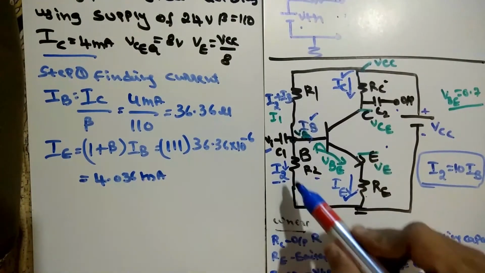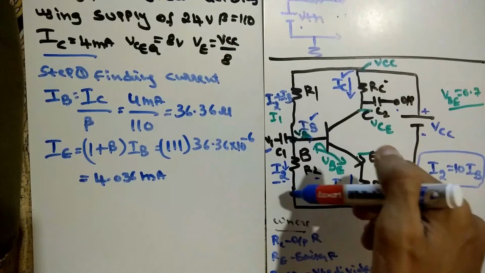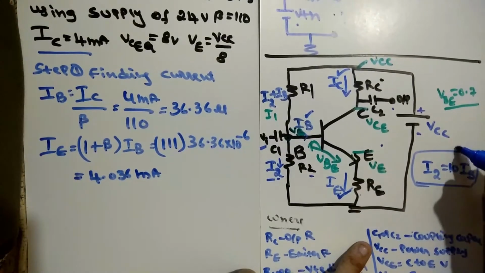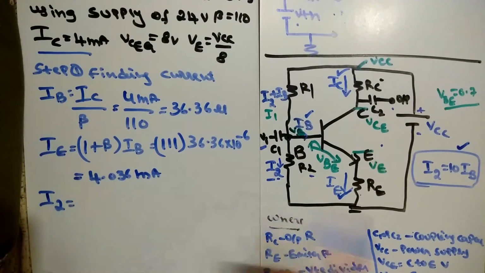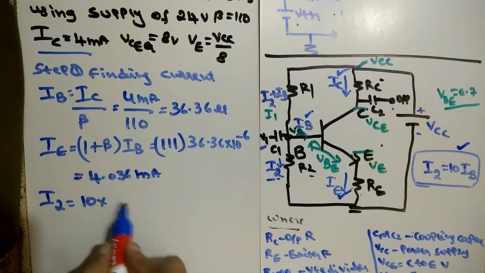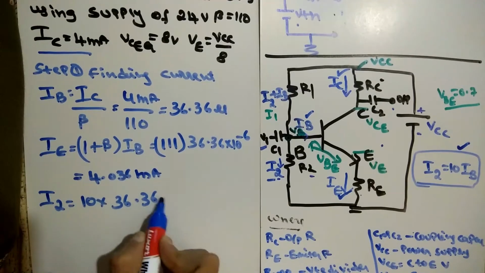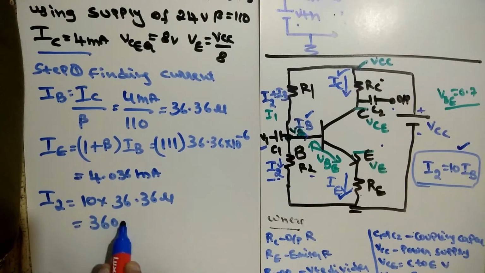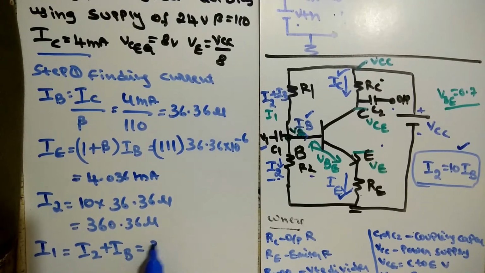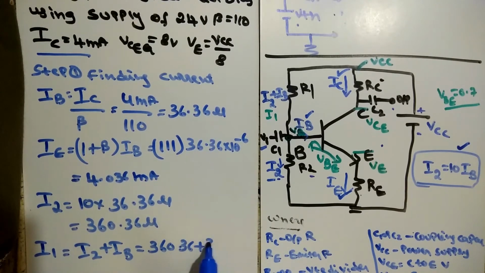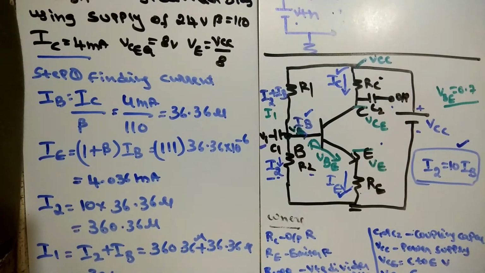Now we can go for I2 and I1. What is I2? We already know the relation: it is nothing but 10 IB. So I2 is equal to 10 into 36.36 micro, so we will get 360.36 micro. And we can find out one more, I1. I1 is nothing but I2 plus IB, so we have 360.36 plus 36.36, both in micro. You are getting 396 microamps.